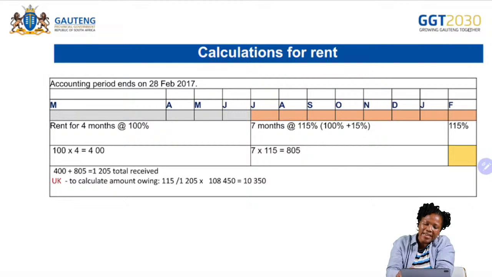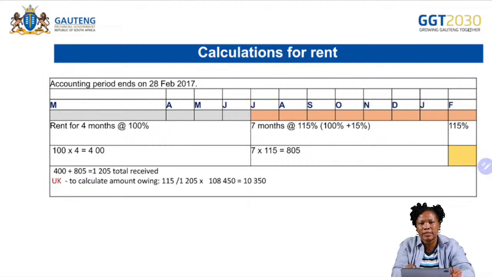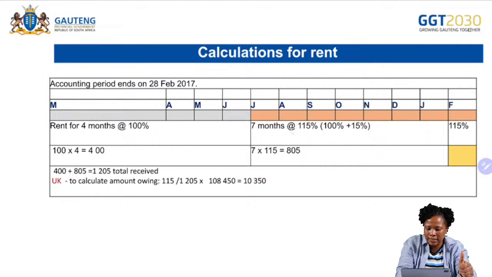And then for the remaining 8 months, we are going to split the 8 months. We will have 7 months. Okay, our 7 months up to January is going to be 7 times 115. Remember that 115, we said 100 plus 15%, and then it gave us 115. And 115 times 7 is going to give us 805 rands.